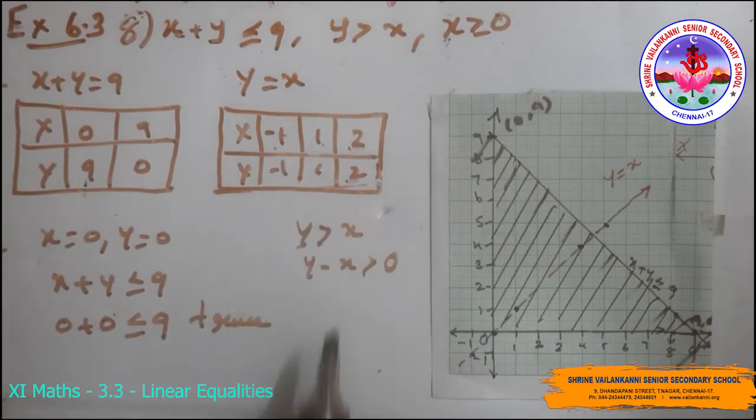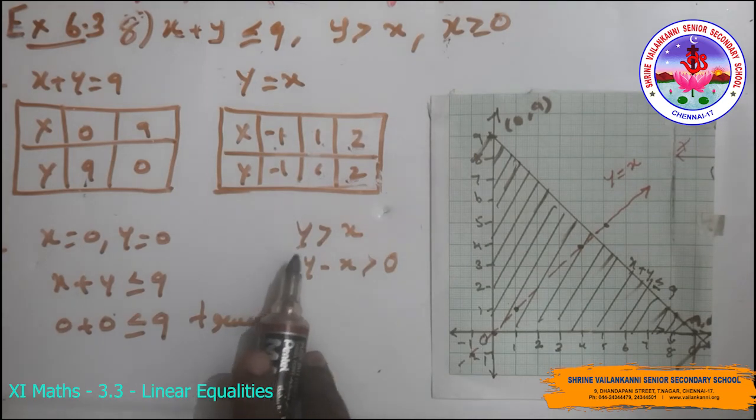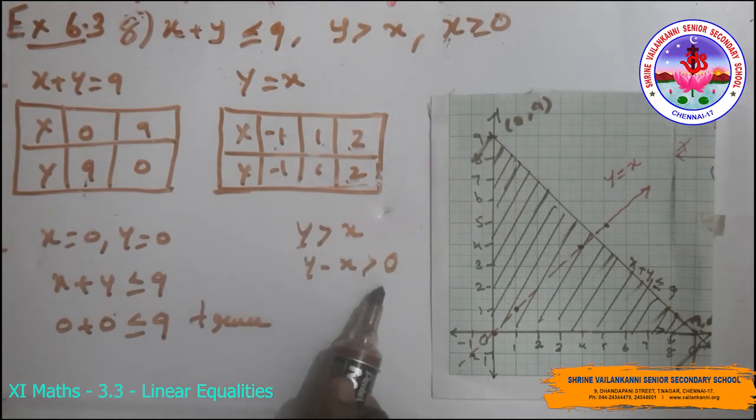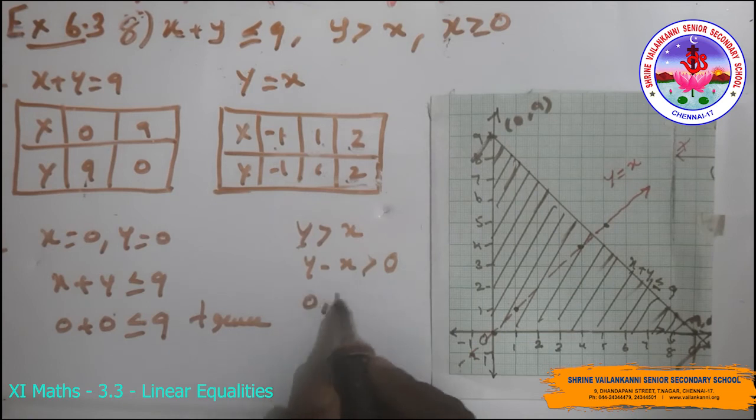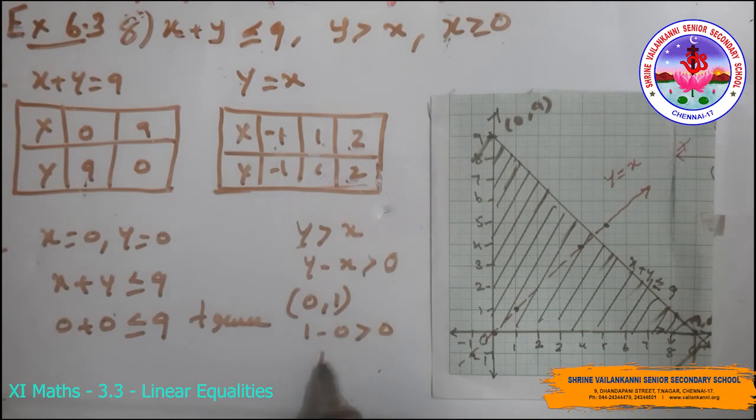The inequality 2, y is greater than x. So subtracting x on both the sides, we get y minus x is greater than 0. The inequality 2 represents the half plane corresponding to the line y equal to x, containing the point 0, 1. So 1 minus 0, which is greater than 0. So 1 is greater than 0, which is true. So it lies towards the origin. It represents the half plane corresponding to the line y equal to x, which excludes the line y equal to x.